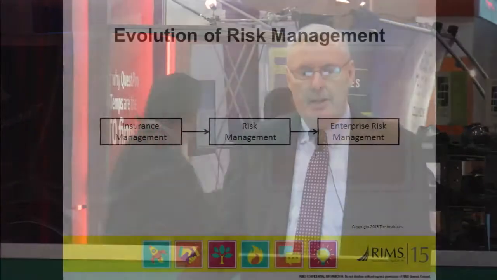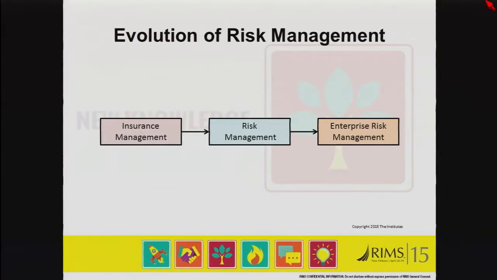Back in the 60s and 70s, risk management consisted of mainly insurance management. We were looking at purchasing insurance. Then we evolved to what we called risk management. Risk management involved looking at the retention and transfer of losses. We looked at our losses, we looked at retaining them, and we looked at financing them, or how to pay for them. Now we've evolved in the last 10 years or so to enterprise risk management.